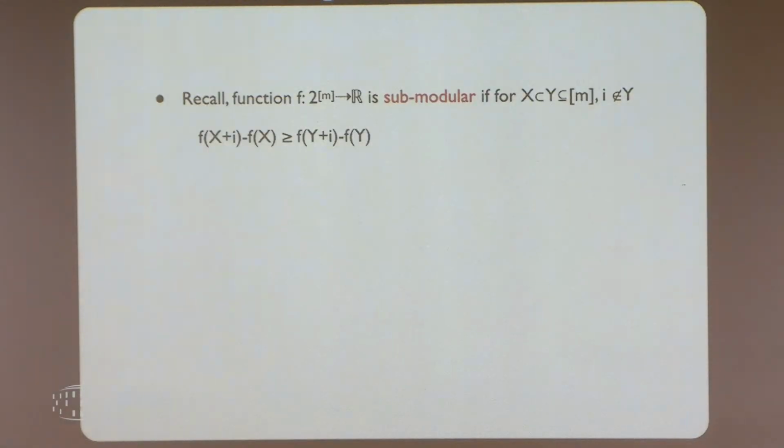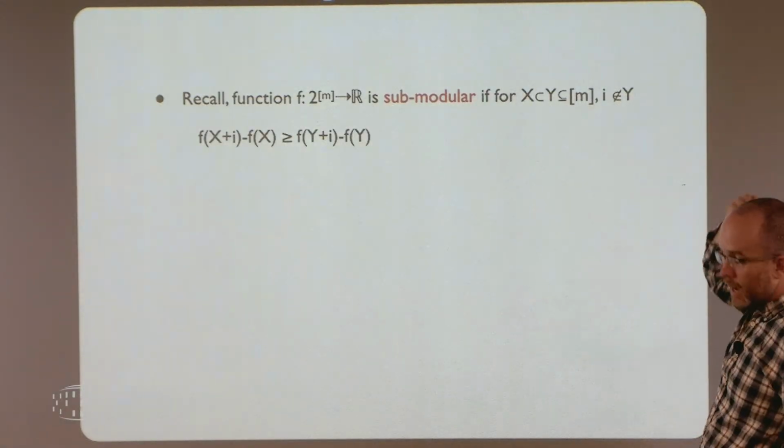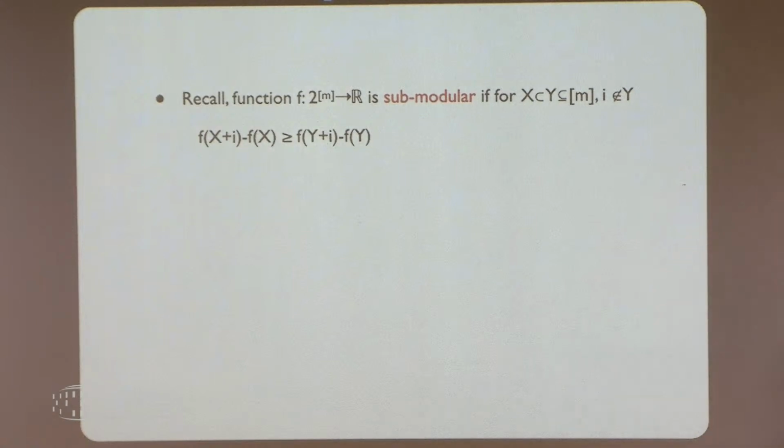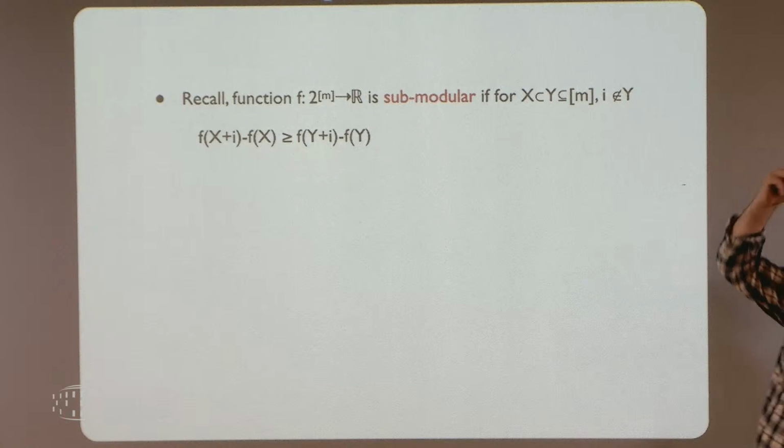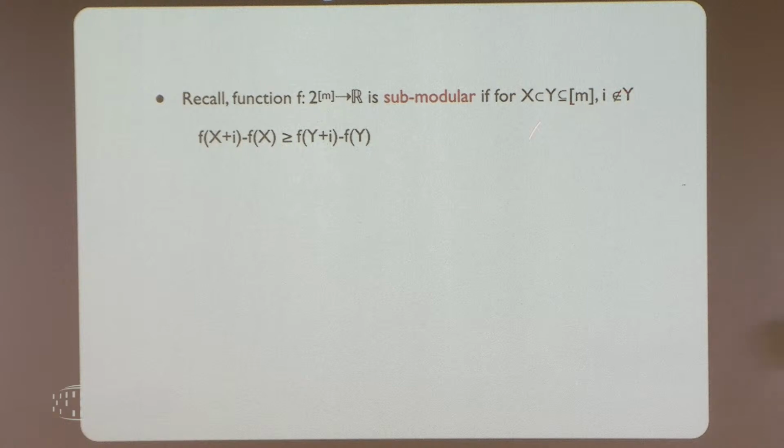Last thing I want to briefly mention before we get into the dynamic stuff is the random order algorithm. So recall that a function from subsets of 1 up to m to the real numbers is submodular if for any sets x, y, and i not in y, then the amount you gain by adding i to x is bigger than the amount you get from adding i to y.